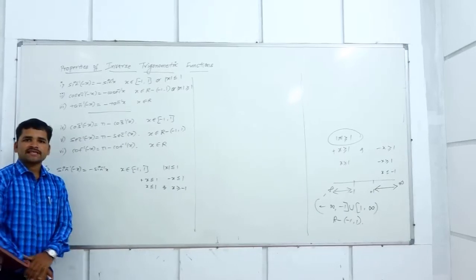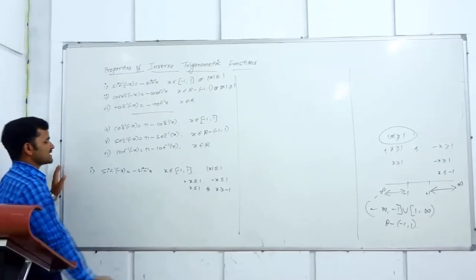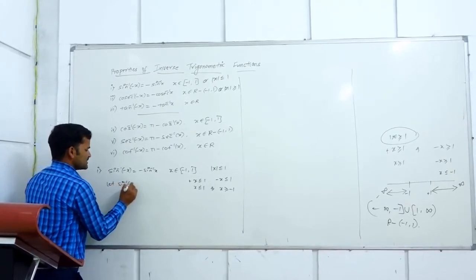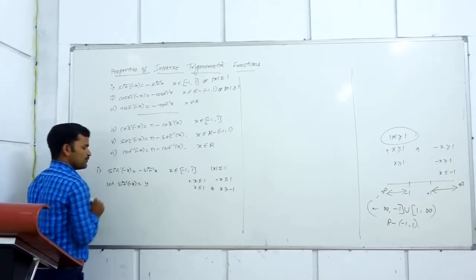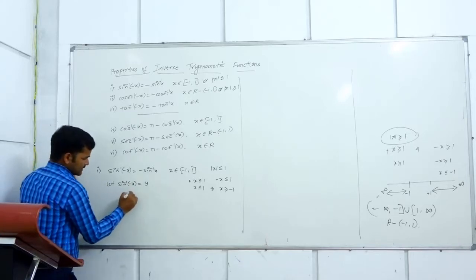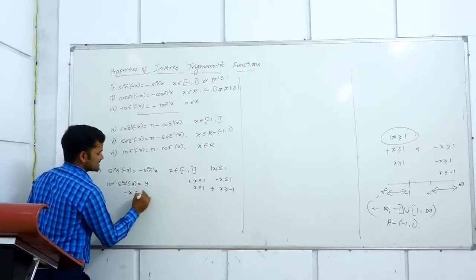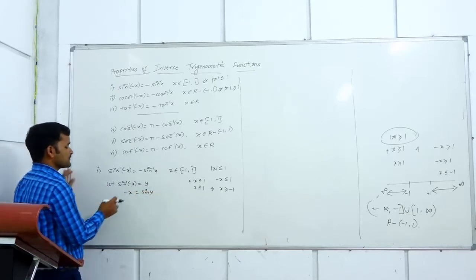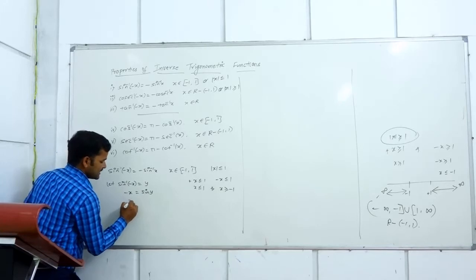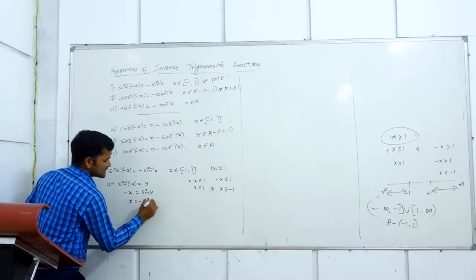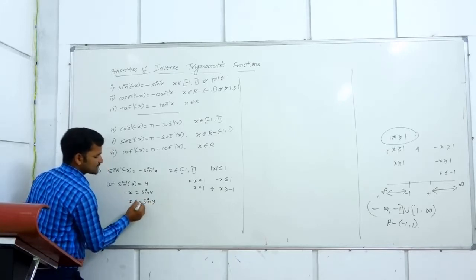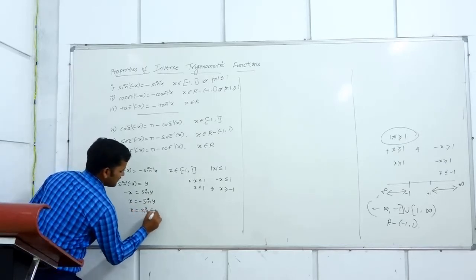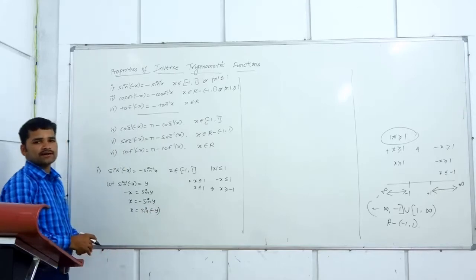Sin inverse of minus x is equal to minus sin inverse of x. Let me take sin inverse of minus x is equal to some value y. I can write it like minus x is equal to sin y according to the definition of sin inverse. Minus x is equal to sin y, x is equal to minus sin y. This minus sin y can also be written as sin of minus y, because sin is an odd function.